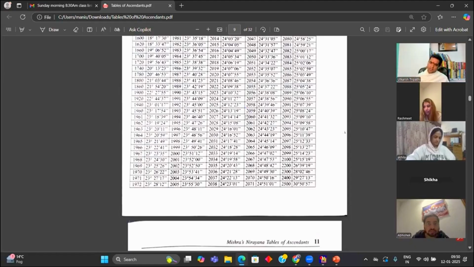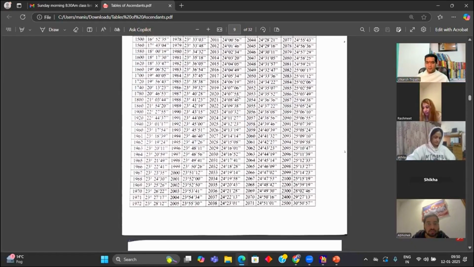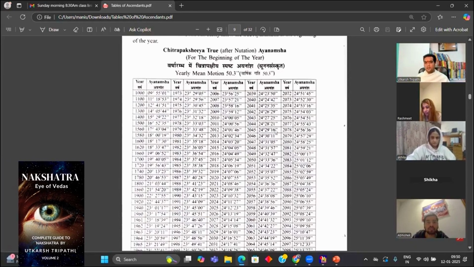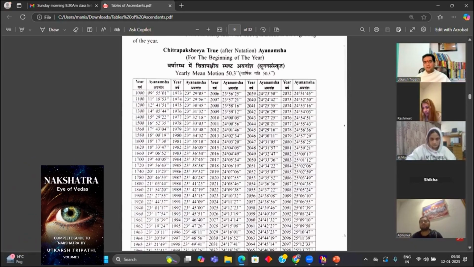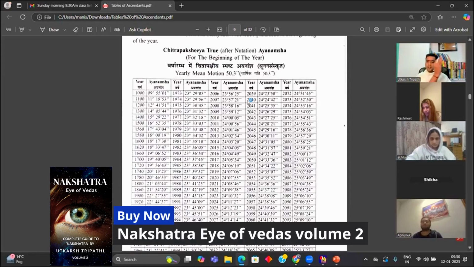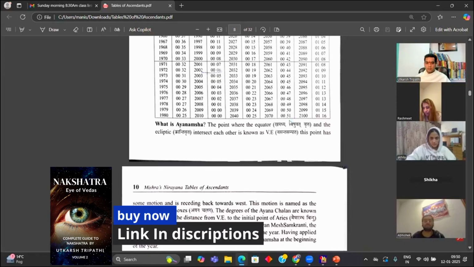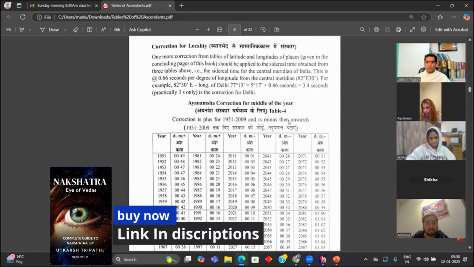So it has given the table calculation already, all these things. But we don't need to use this. It's just to see where this Ayanamsha is going. We just need to have the correction part. We need to know how much we need to correct our value.